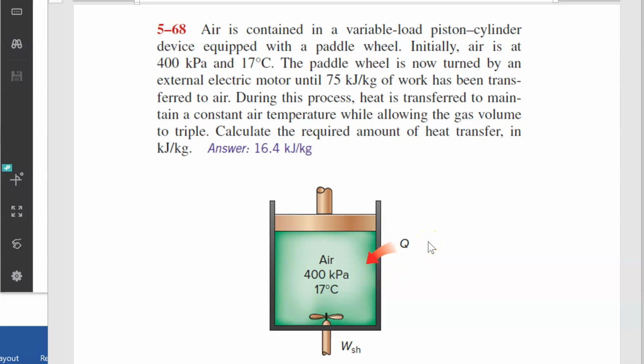So they're going to maintain a constant air temperature, but while they do that, the volume of the gas triples from what it is now. And what they want me to do is find out what the Q is per kilogram. Okay, so I'm going to pause it. You think about it. How would you approach this particular problem?